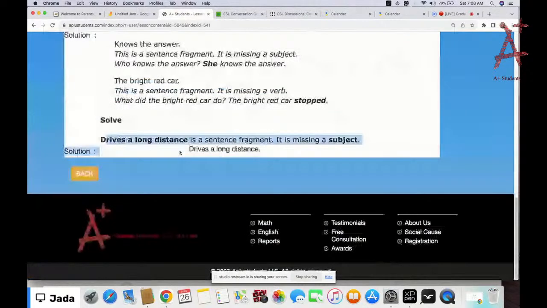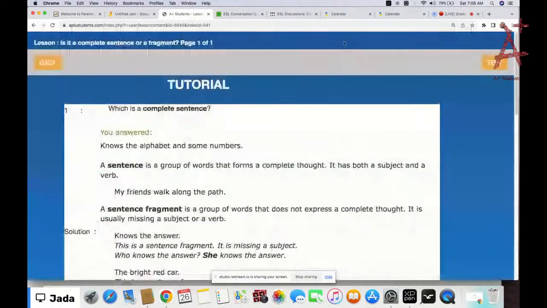So it says drives a long distance. So who is driving the long distance? We have no idea who is driving the long distance, right? It just tells you drives the long distance. So since you cannot figure out the person driving the long distance, then it's what? It's a sentence fragment. Okay, so that's it. All right, so we will move on and see some more examples before we go to the test.